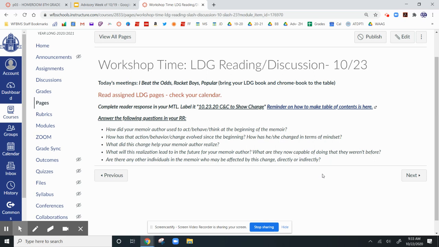And that is all the work you have to do this weekend. So it's reading, assigned LDG pages, completing this reader response, which, as you can imagine, is going to be part of your next MTL log check grade sometime in the first couple weeks of November as we move from the reading phase of the unit to the writing phase of single story.